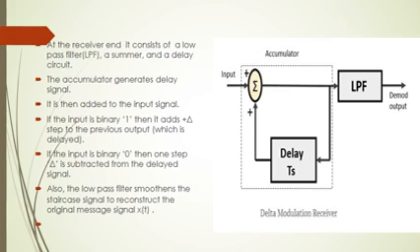If the input signal is 1, then it adds one step size to the previous output, the delayed output which we get from the accumulator. And if the input is binary 0, then one step size is subtracted from the delayed signal. Also, the low pass filter is used, which smoothens the staircase signal to reconstruct the original signal.